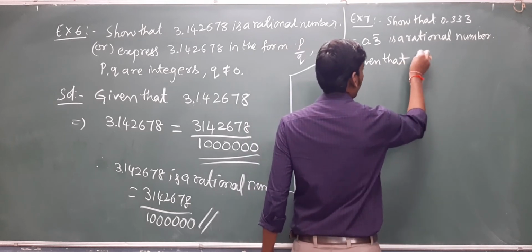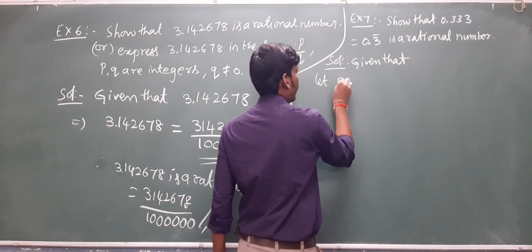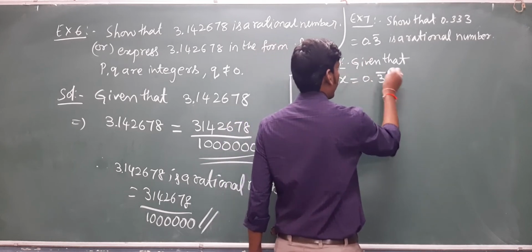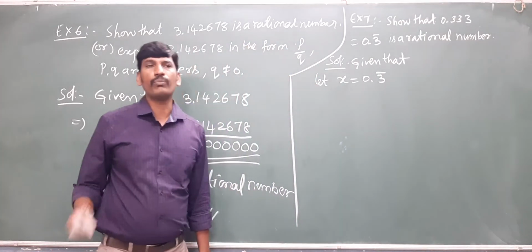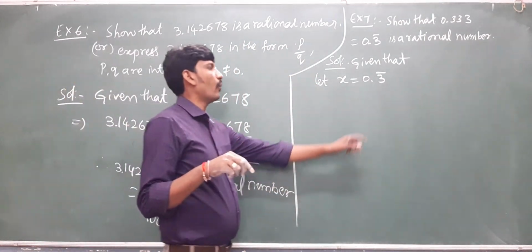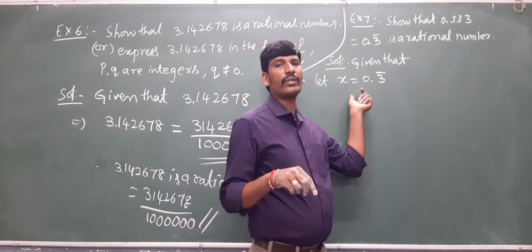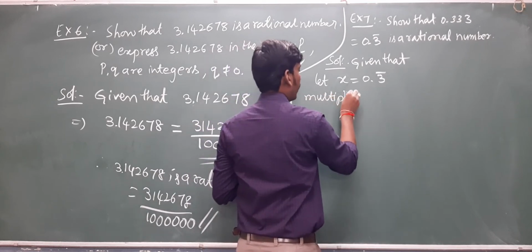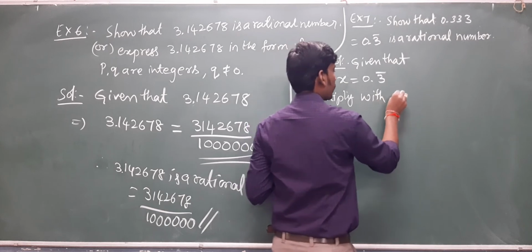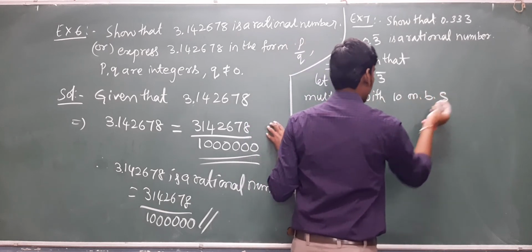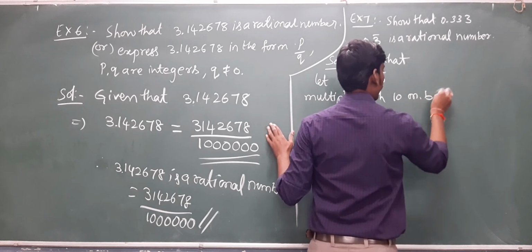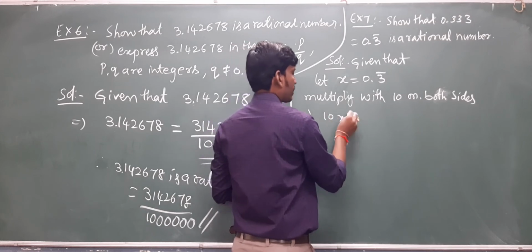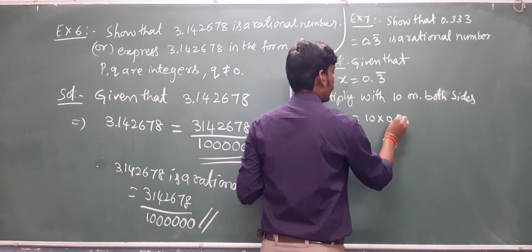Solution: given that, let x be equal to 0.3 bar. Is that clear? Here, how many digits have the bar? Only one digit has the bar. So you should multiply by 10 on both sides. So we get 10 times x is equal to 10 times 0.333.